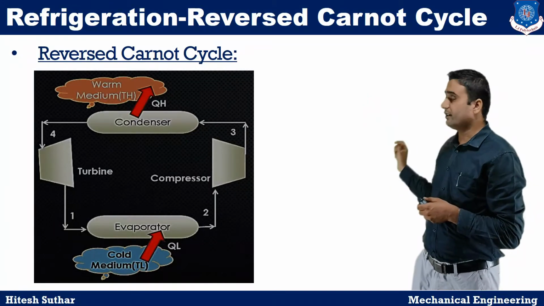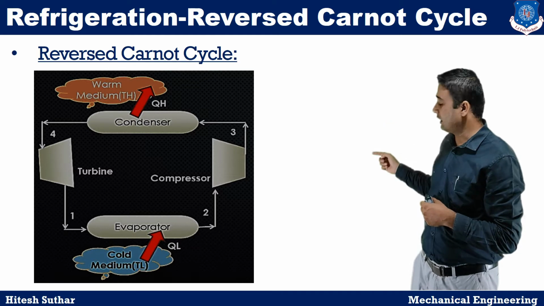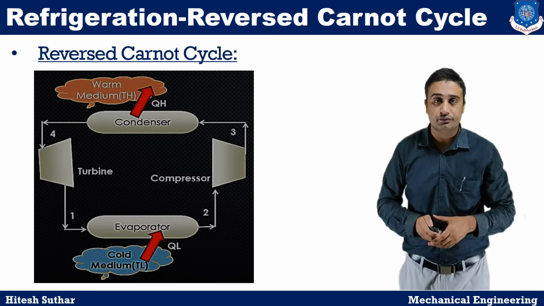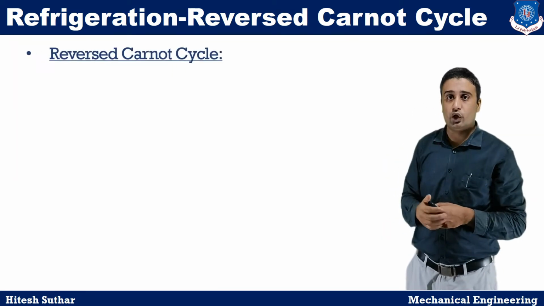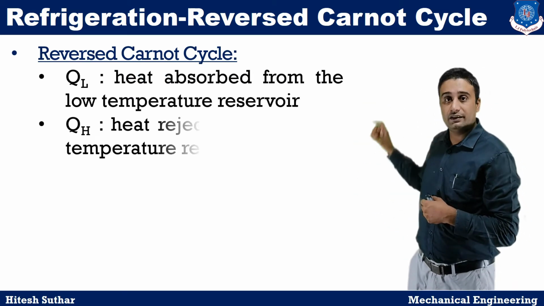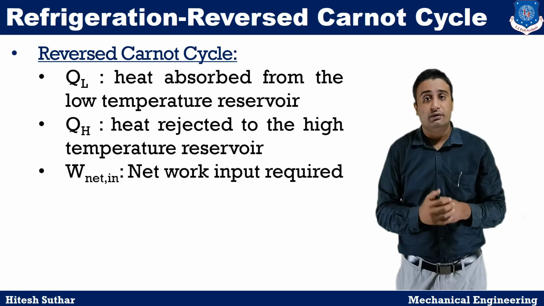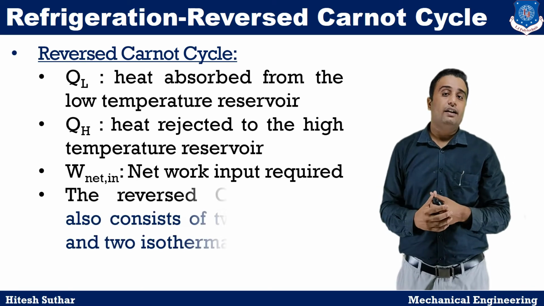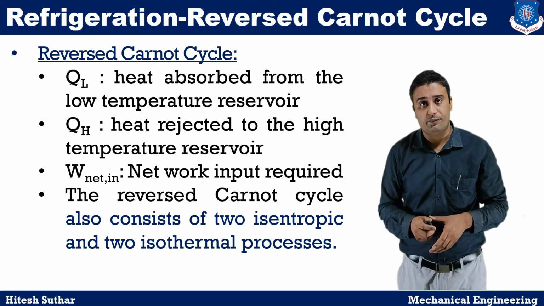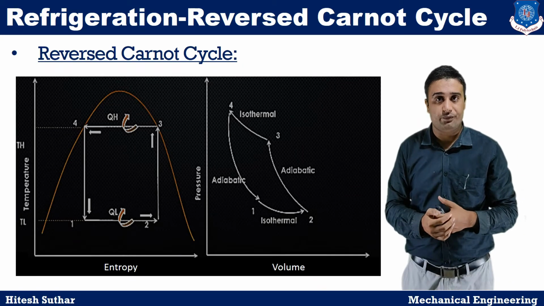This is the figure of the reversed Carnot cycle, which has 4 components: evaporator, compressor, condenser and turbine. This is the basic figure of the reversed Carnot cycle. As we discussed before, QL is the heat absorbed from the low temperature reservoir, QH is the heat rejected to the high temperature reservoir, and W net is the net work required as input. The reversed Carnot cycle also consists of 2 isentropic processes and 2 isothermal processes. This is the PV and TS diagram of the reversed Carnot cycle.